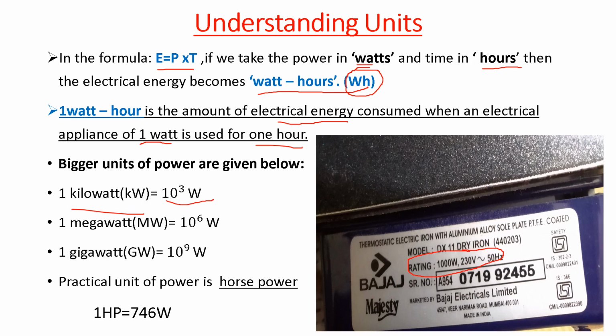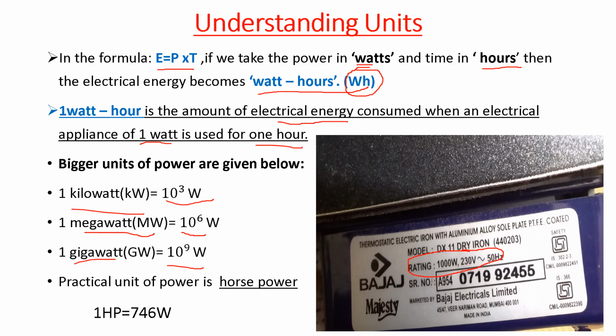Now the next unit is 1 megawatt, which is equal to 10 raised to 6 watt, and similarly 1 gigawatt, which is equal to 10 raised to 9 watt. Generally the higher units, that is megawatt and gigawatt, are used to describe the amount of energy produced at power stations, because it is really high.